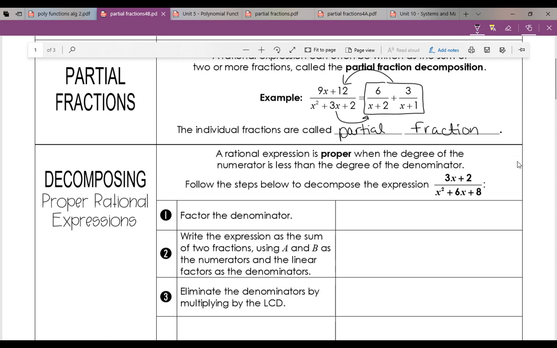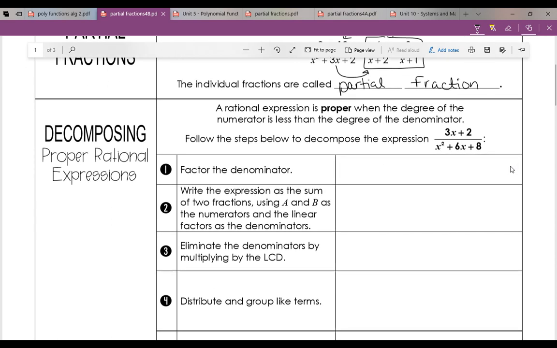Okay. Now, we're going to take this particular example in the middle, 3x plus 2 divided by x squared plus 6x plus 8, and we're going to actually do the first three steps. After that, we're not going to follow the rules on this page anymore. All right, so the first step says to take the denominator and factor it. So we're going to take x squared plus 6x plus 8, and we are going to factor it into x plus 2, x plus 4.